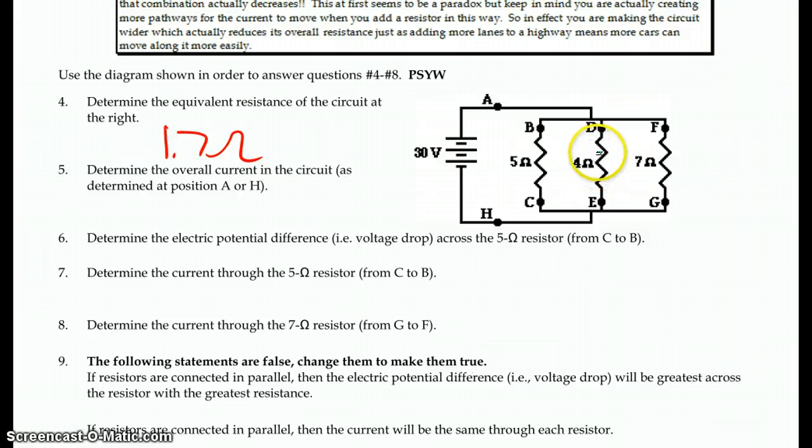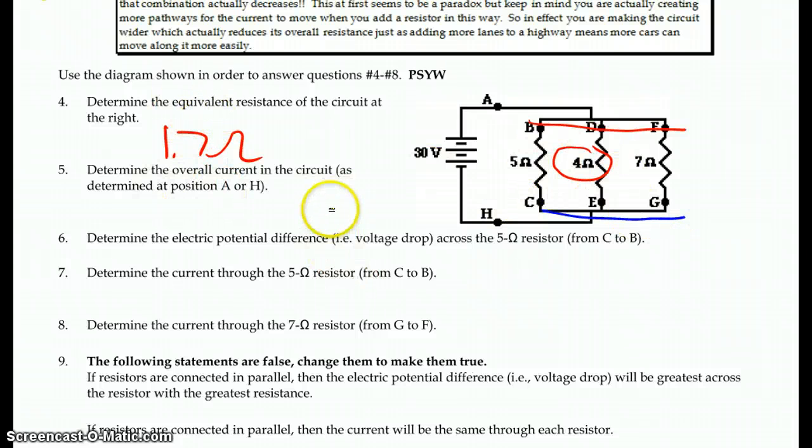One of the checks you can do on that is it always has to be smaller than the smallest resistance. So it had to come out to be less than 4, and it did, so that's good. Looks like we're on the right ballpark. Okay, to determine the overall current in the circuit, we have 30 volts of potential difference over here, and again, this is all between the positive side, and then the lower half is all between the negative side.